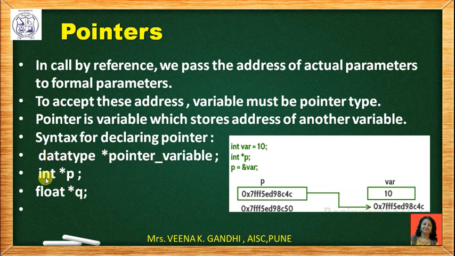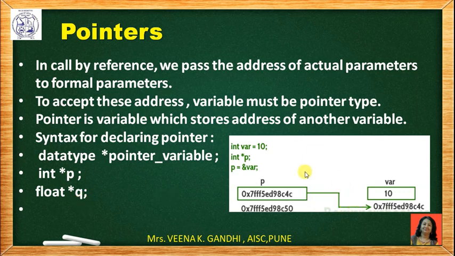For example, int asterisk p means p is a pointer variable of type int which stores the address of another integer variable. Next, float asterisk q means q is a pointer variable of float type which stores the address of only a float variable or floating number.